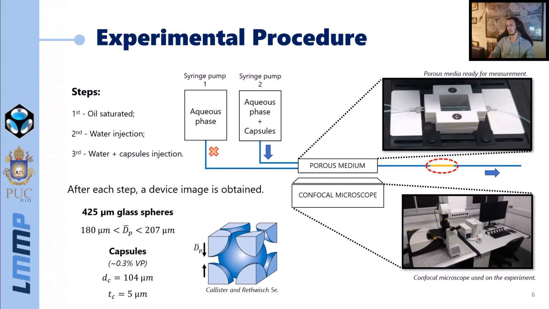In this presentation, we will show only the result obtained with the one-sized glass sphere devices, with 425 microns. The porous media have a theoretical pore throat size between 180 to 207 micrometers, while the capsules have a diameter of 104 and a shell thickness of 5 micrometers. We have also performed some experiments with different porous devices, composed by layers of spheres with different diameters.